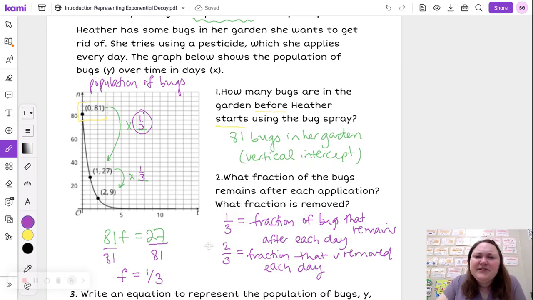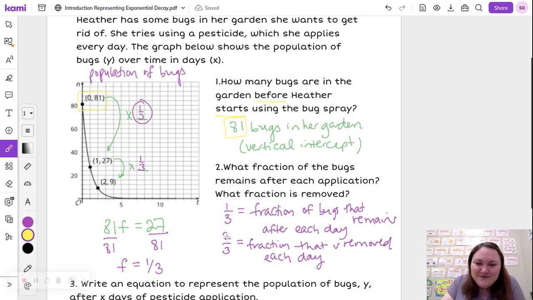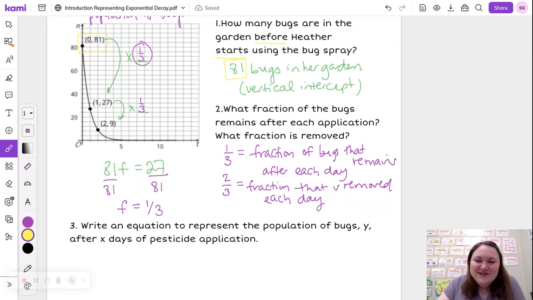These are similar descriptions to what we did in our last lesson, and we're going to continue to practice these today just with graphs. Once you know these 2 numbers though, once you know that we are starting with 81 bugs and that 1/3 of the bugs are remaining after each day, 2/3 are removed, we are able to do this final question, which is writing an equation. Using what you already know about equations of exponential relationships, go ahead, pause the video here and try to write this equation.